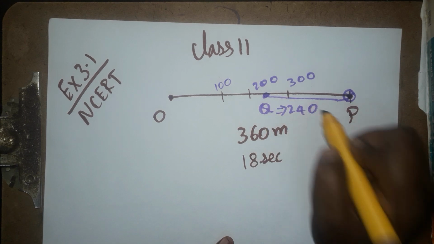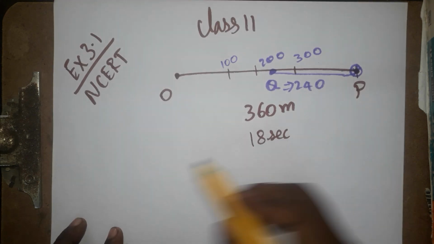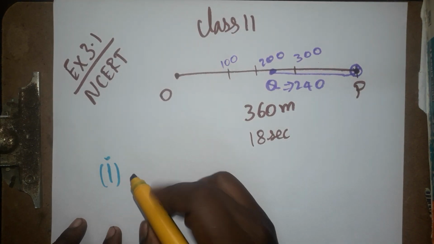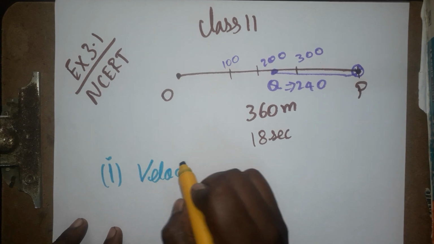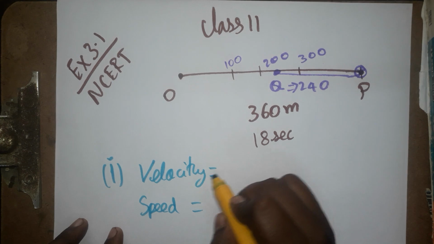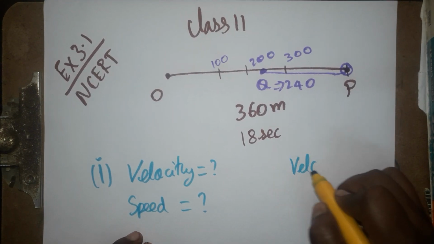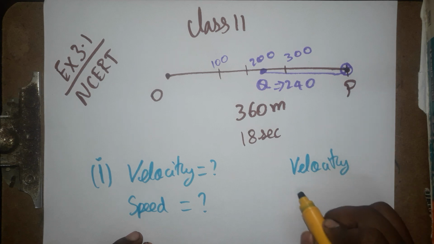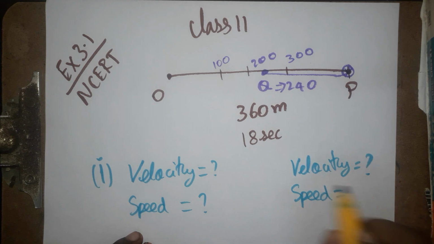Now they asked two cases. Case 1: what is the average velocity and average speed? Case 2 is also the same thing: what is the velocity, what is the speed. For both cases, what is the velocity and what is the speed is the question.